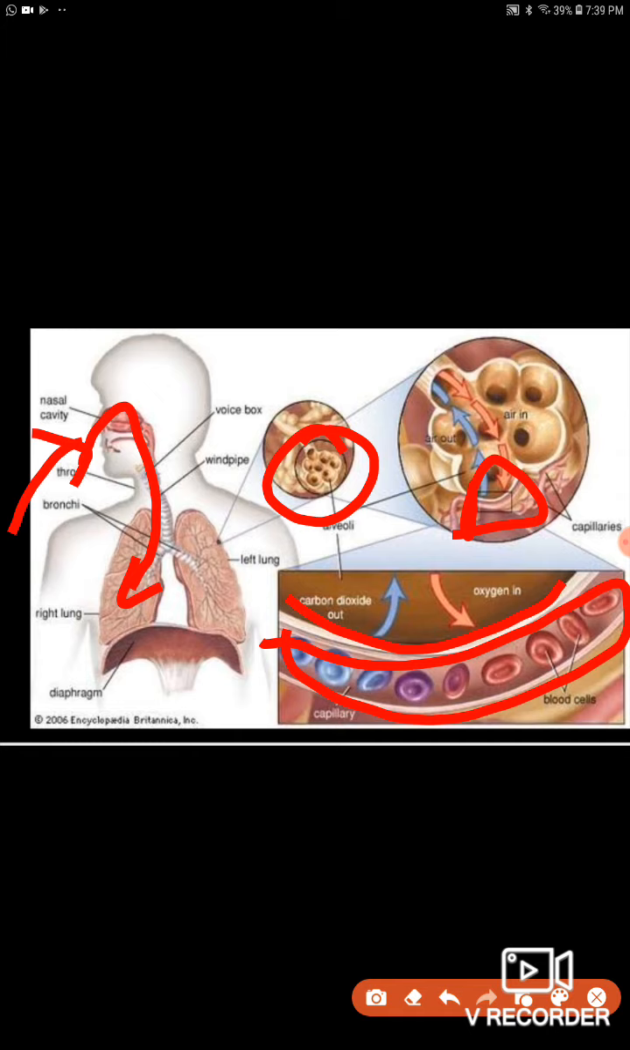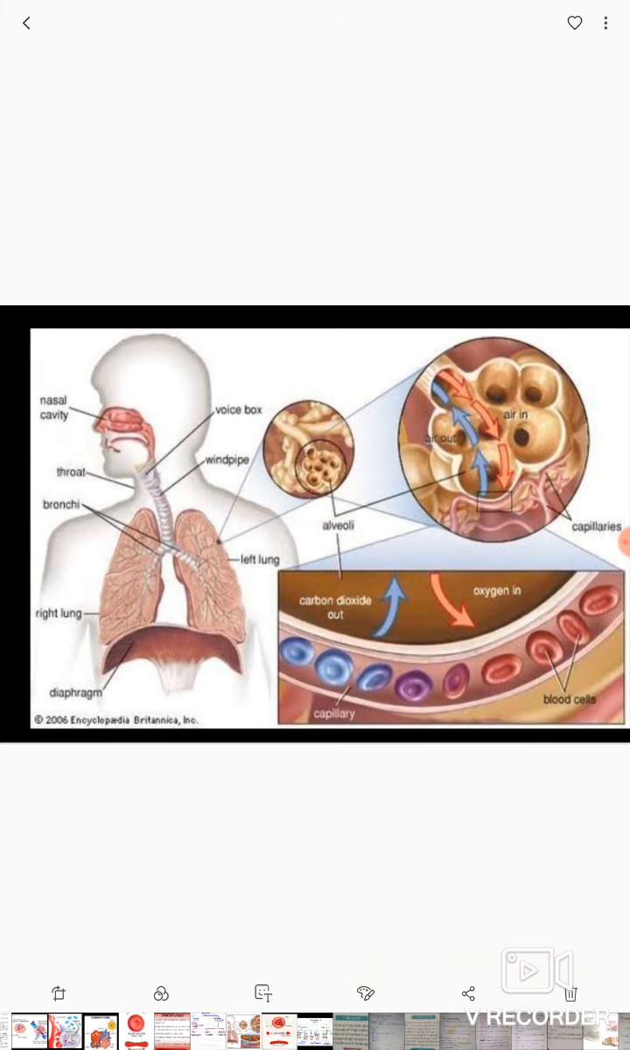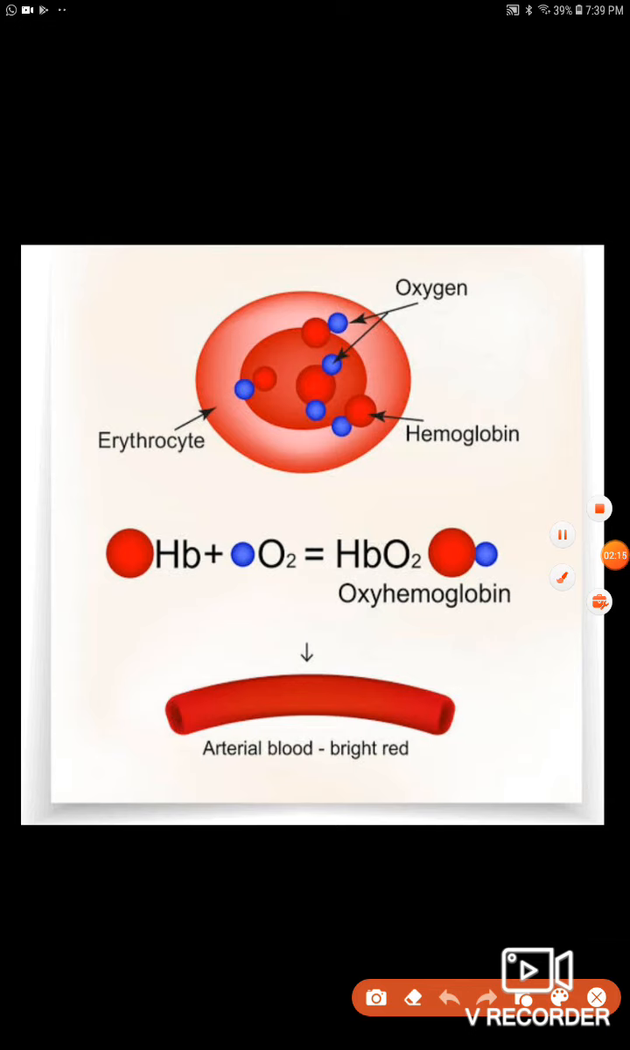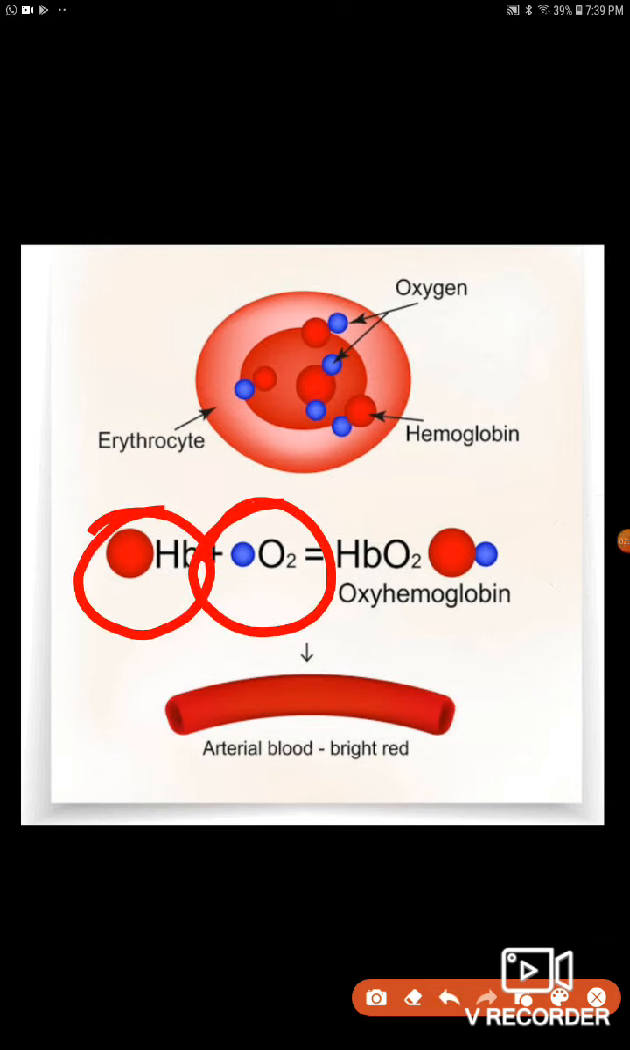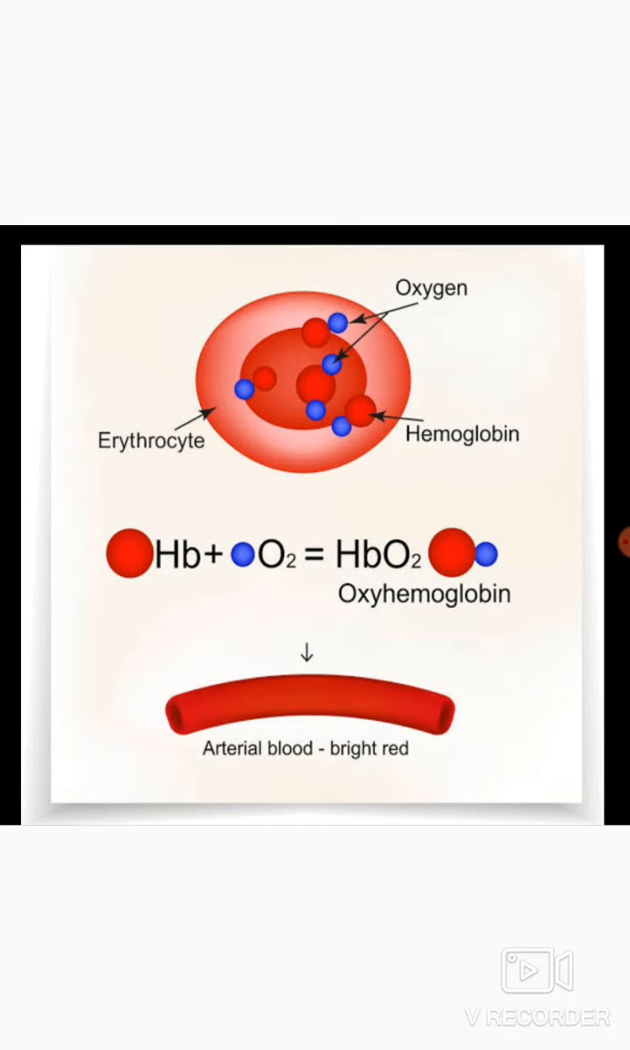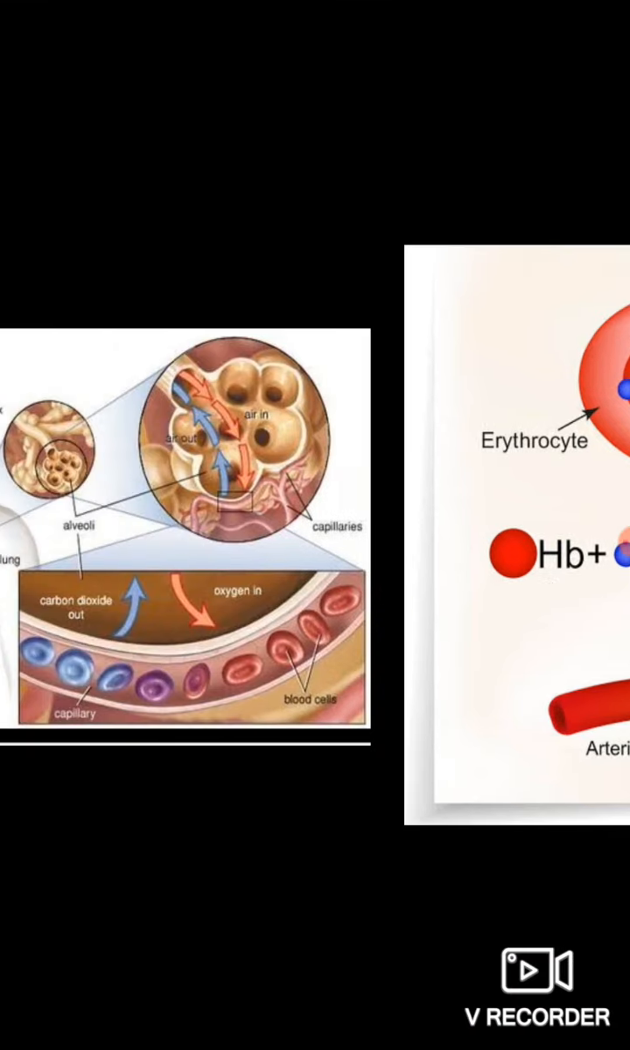So here what will happen? A blood cell will take the oxygen. What will be formed? Blood cells have hemoglobin, which combines with the oxygen, forming HbO2, which is called oxyhemoglobin. Next is the transportation of carbon dioxide.